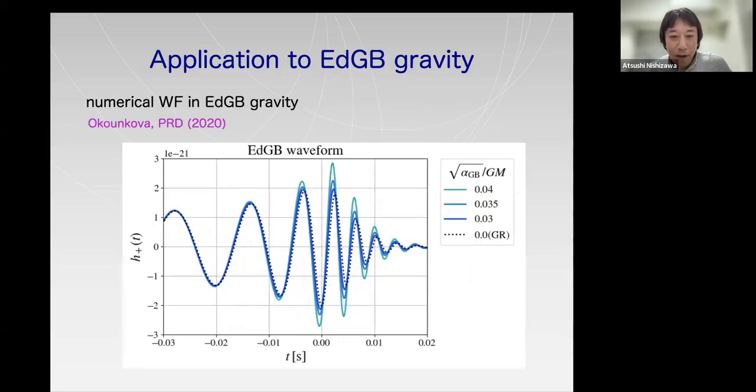So the waveform is constructed like that, and then what is important is the application to a specific theory of gravity. So we checked if the waveform correctly fits the modified waveform in a specific theory. In Einstein-Dilaton-Gauss-Bonnet gravity, the waveform is public. Okunkova provided open code to compute this waveform, and changing the coupling strength of the scalar field to the Gauss-Bonnet term, the amplitude changes like this. And the phase is also slightly shifted.